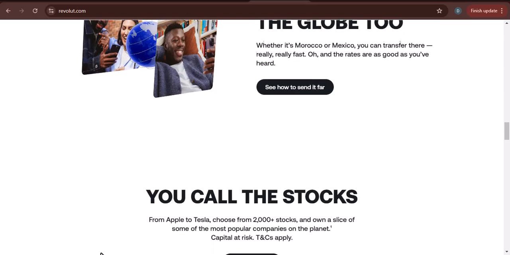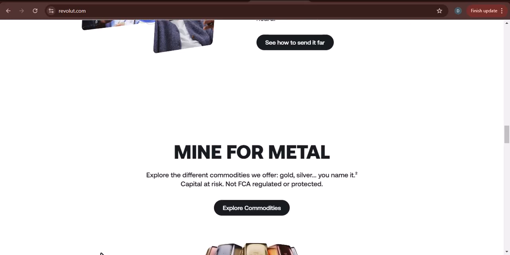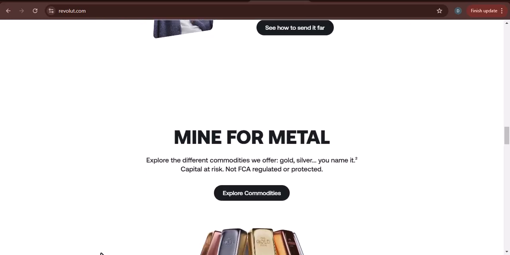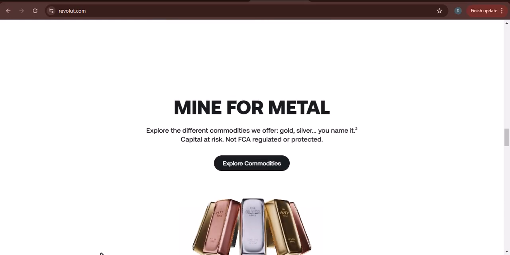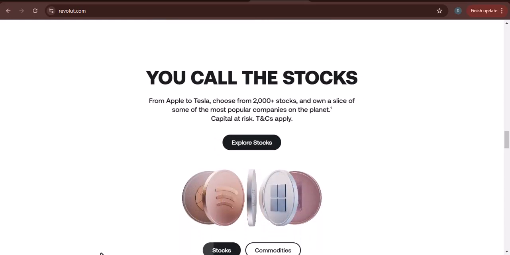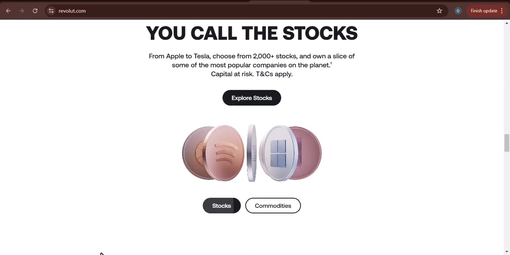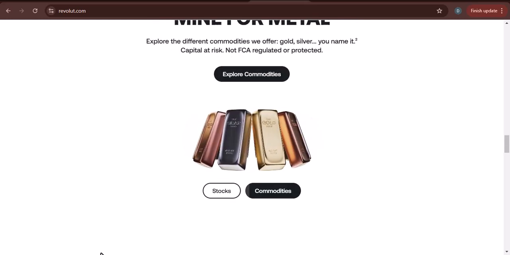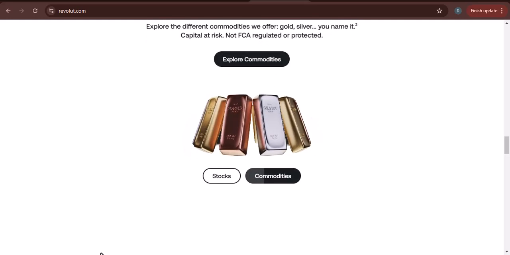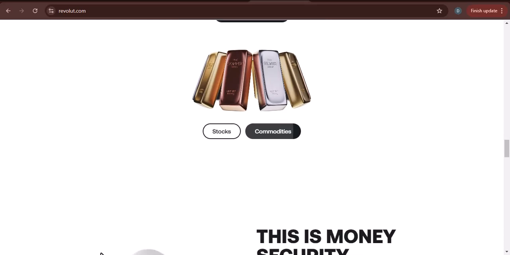Easy to manage your finances. You can easily keep track of your finances in multiple currencies using the Revolut app. Travel-friendly. Revolut is a great option for travelers, as you can easily spend in foreign currencies without having to worry about exchange rates or fees. Business-friendly. Revolut is also a great option for businesses that do business internationally. You can easily pay and receive payments in multiple currencies.